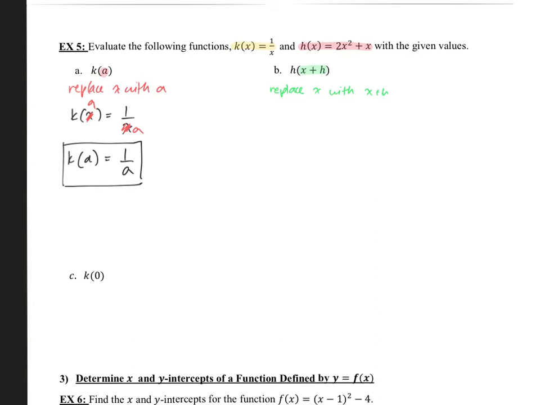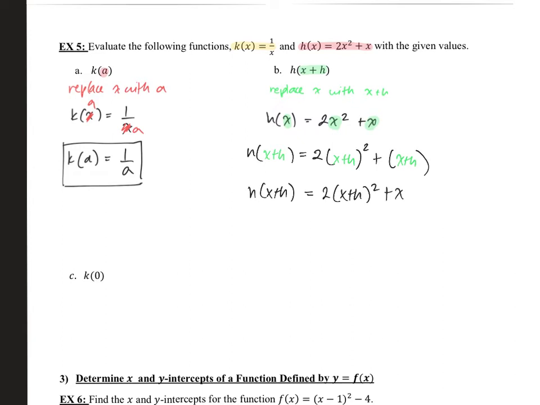So wherever we see x in our formula or our equation function, we're going to replace it with x plus h. So where do we see x? I see it here and here, two places this time. Wow, we haven't seen that before. So h of x plus h is going to be, so we'll take 2, and then we're replacing x with x plus h. Ooh, and then we square it. And then we're adding on to it one more of the new value, which is x plus h. So if I simplify that, I have h of x plus h equals 2 times x plus h squared plus x plus h.